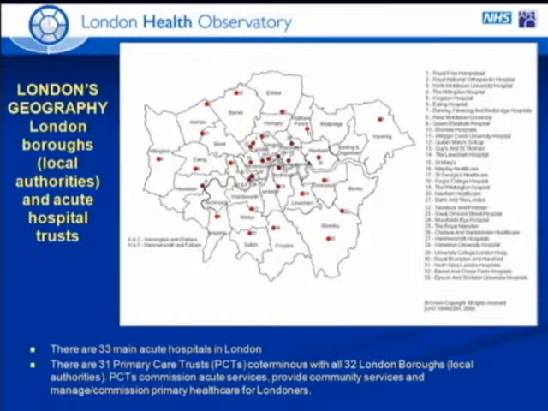And we've got 32 London boroughs, which are largely coterminous with the primary care trusts, and they're the local government organisations within London. And then we've got 33 main acute hospitals, which are located on that map.